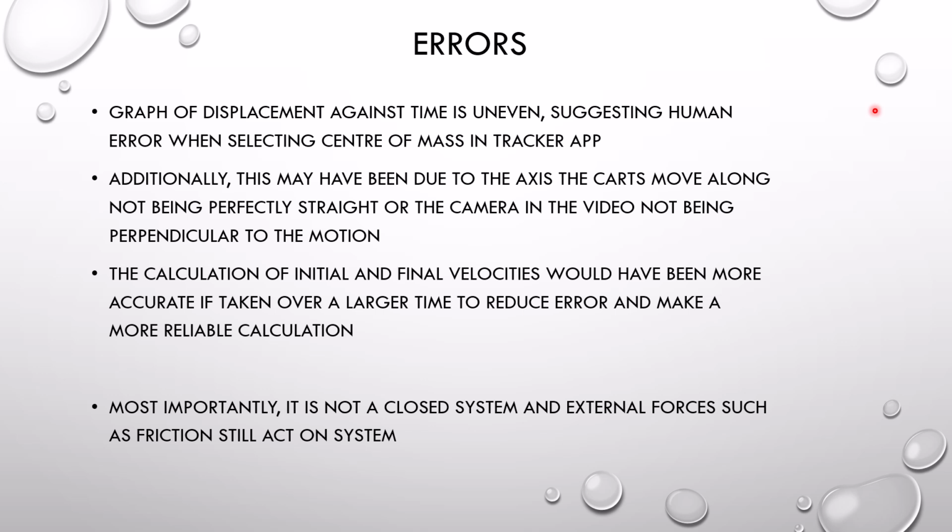The calculation of initial and final velocities would have been much more accurate if taken over a larger time to reduce error and make a more reliable calculation, as opposed to what I did when I took the first two data points and the final two data points. Most importantly, it's really not a closed system because there are external forces such as friction, air resistance, perhaps even someone blowing or the AC still acting on the system.